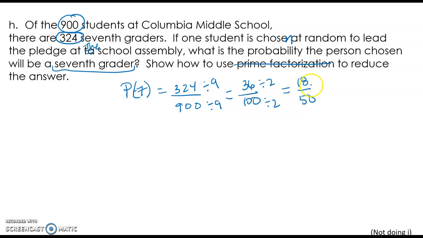All right, so I still need to do this. So let's divide by 2 again. 18 divided by 2 is 9. 50 divided by 2 is 25. Okay, so 3 doesn't go into 25, 5 doesn't go into 9, so that is my answer.